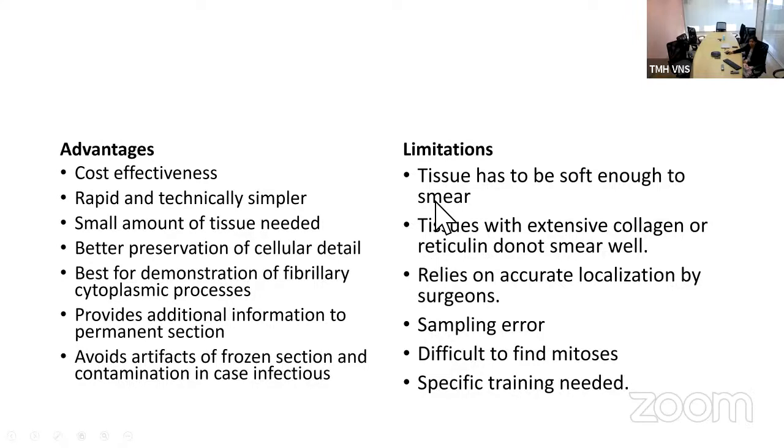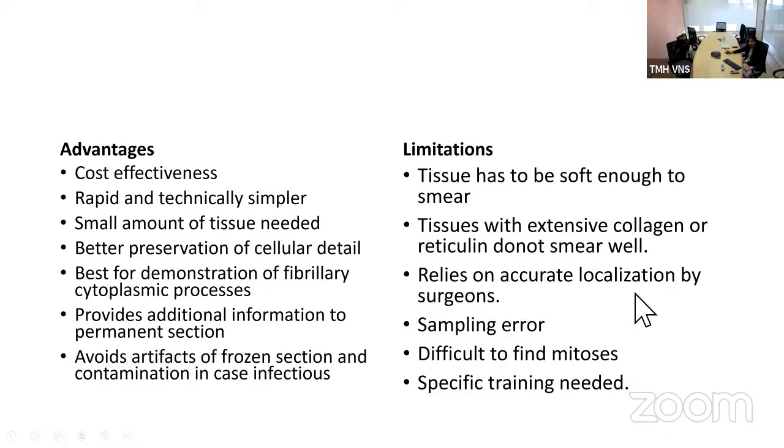The limitations: the tissue has to be soft enough to be smeared, because tissues with desmoplastic reaction or some meningiomas and schwannomas can be difficult to smear at times, or even some tissues with infectious pathology. Then we have to go for frozen sections. Again, tissues with extensive collagen and reticulin are difficult to smear.